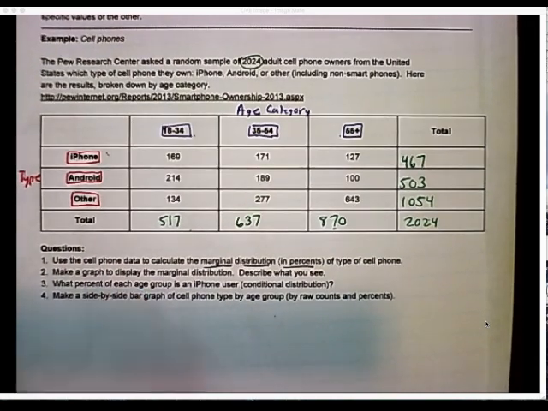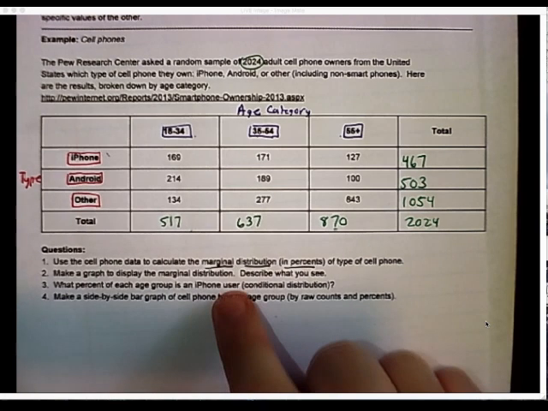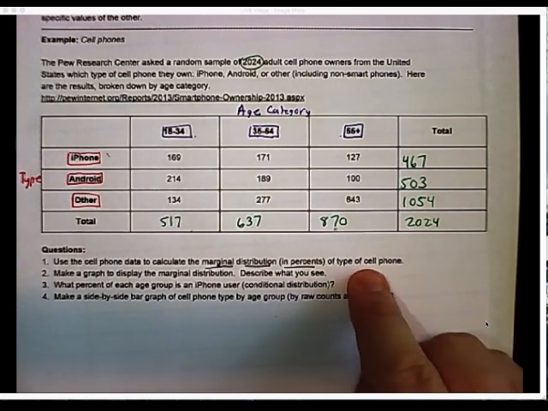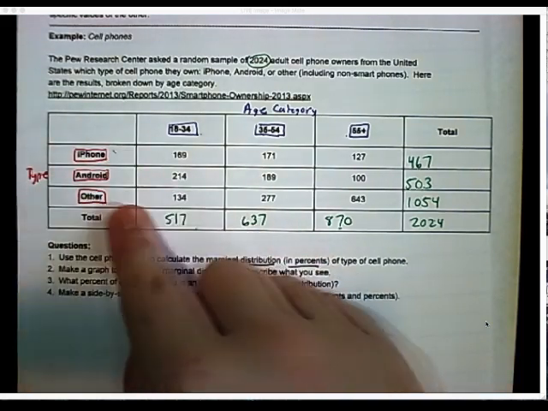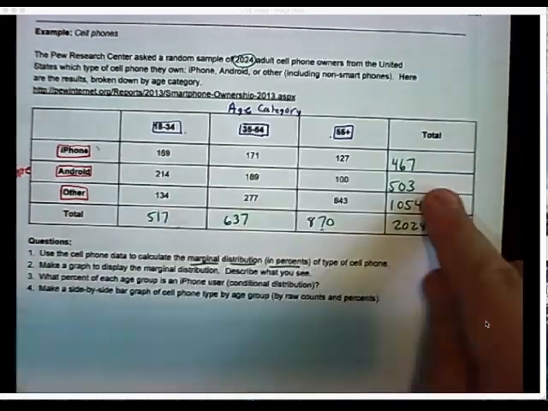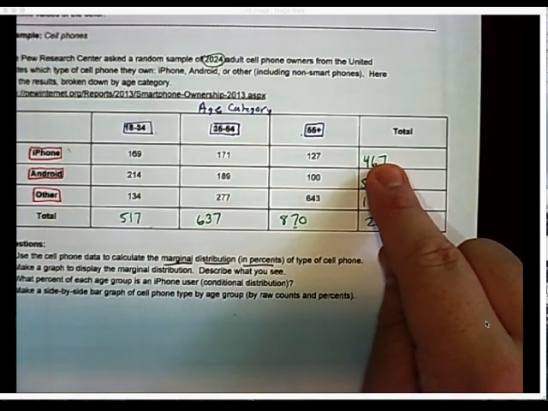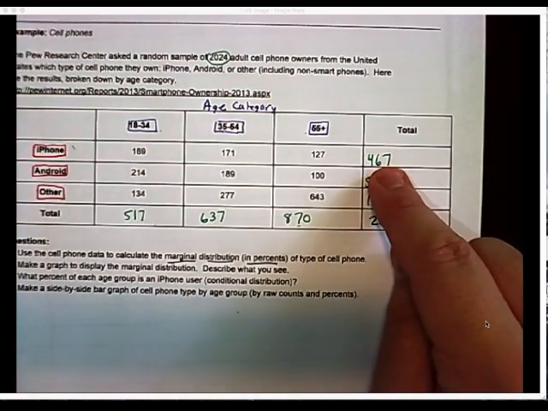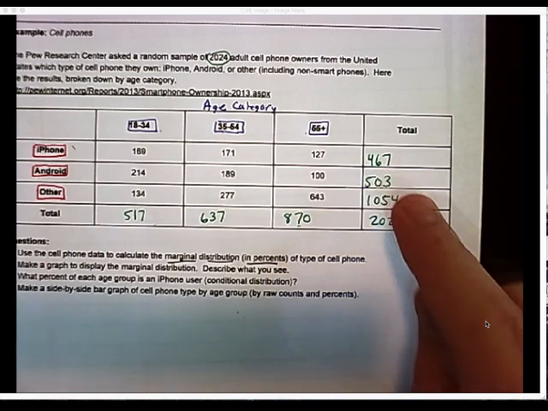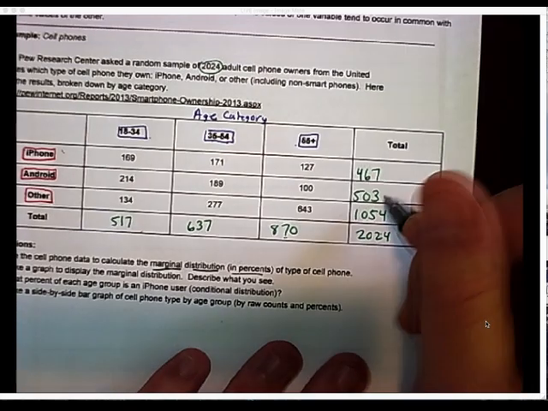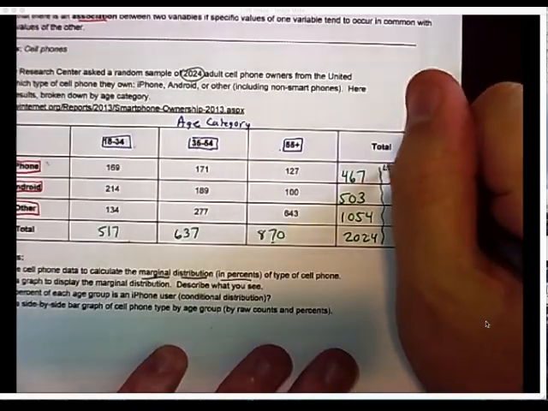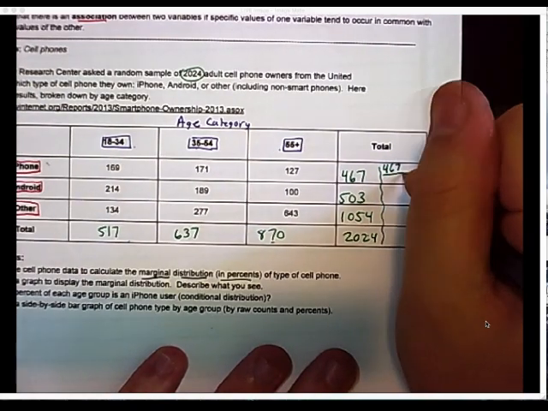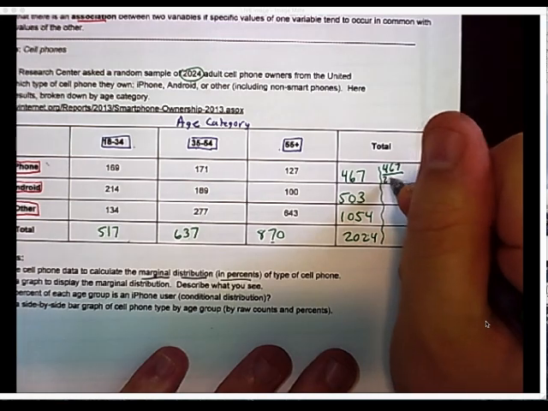So now let's actually go back to the question. It says, use the cell phone data to calculate the marginal distribution of the type of cell phone. So here the types are in rows. Okay, so how am I going to figure this out as a percentage? How many people own an iPhone? 467. But the question is, what percent of people own an iPhone?